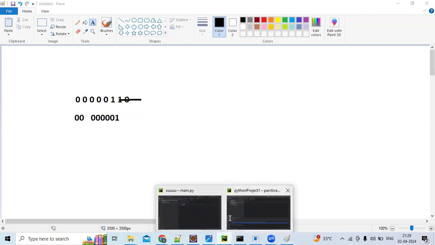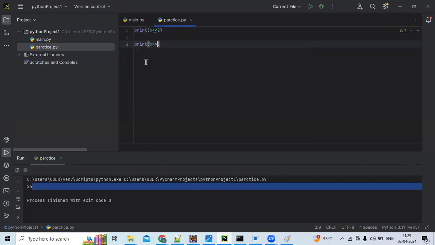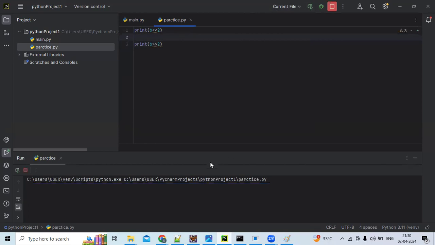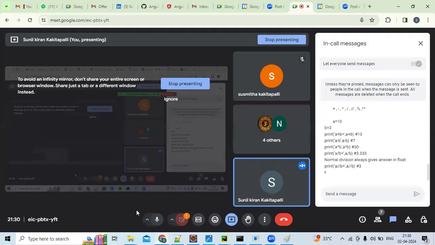So let us try that. Print 6 right shift by 2. See, guys, is it okay? Deepthi and Kyati, are you comfortable, guys?